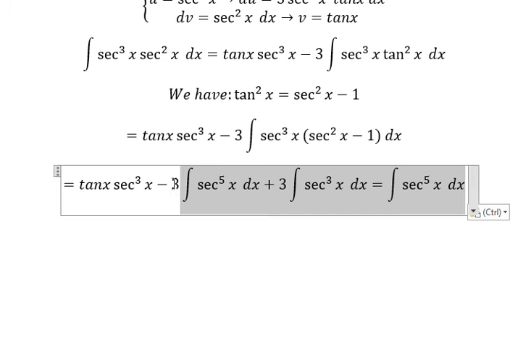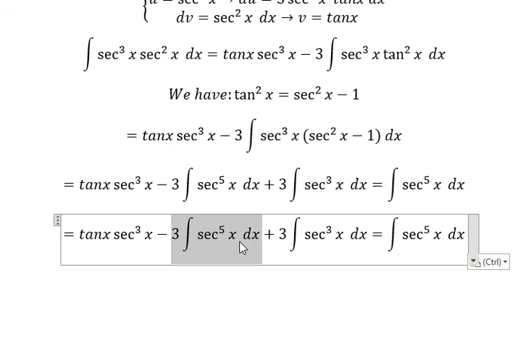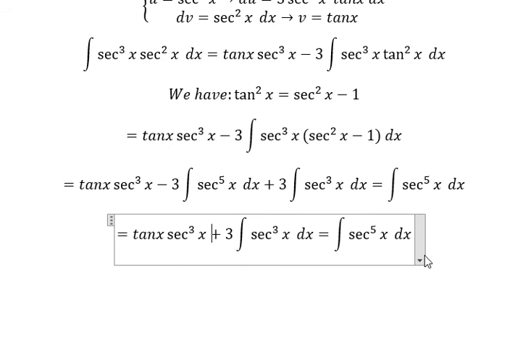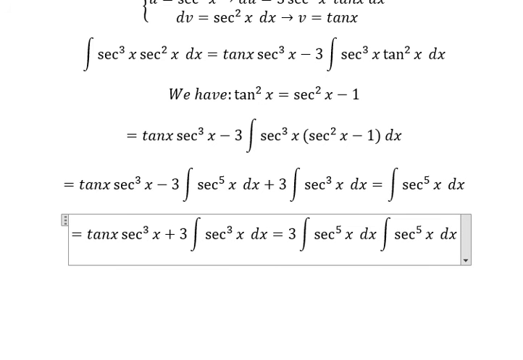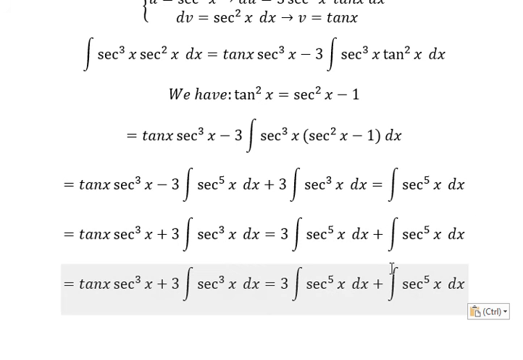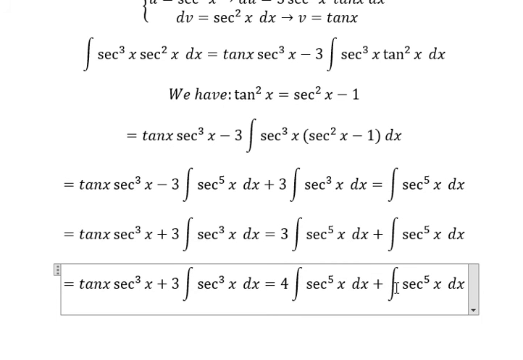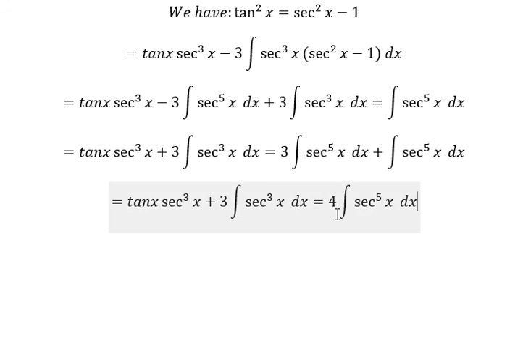Now, I will put this one to the right, and you get positive 3, and we have the integration of this one. 3 plus 1, you get 4. Now, we need to divide both sides by 4.